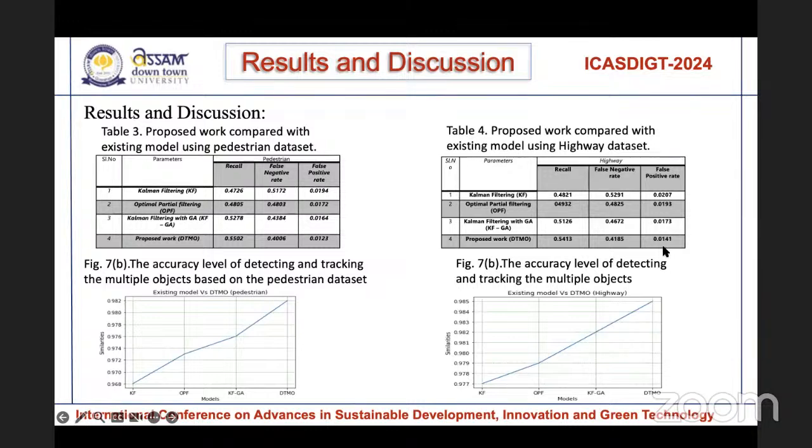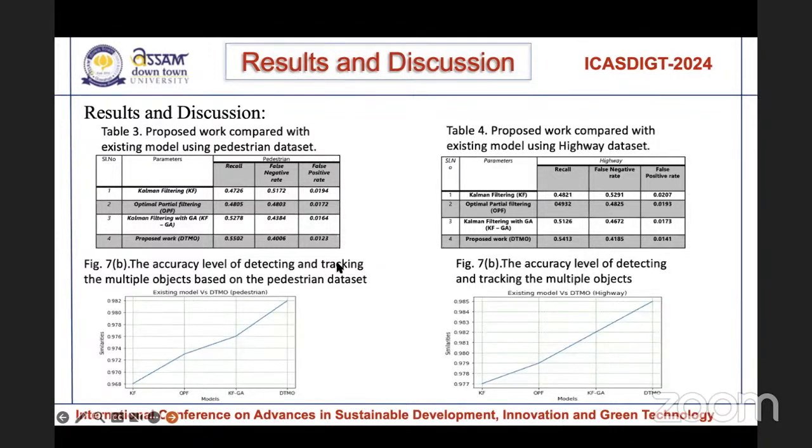And at the final level, we have created a line graph in which our DTMO has the highest accuracy rate of 0.982. The similarity is 0.982 for the pedestrian, and for the highway dataset, the accuracy, the similarity was 0.985.